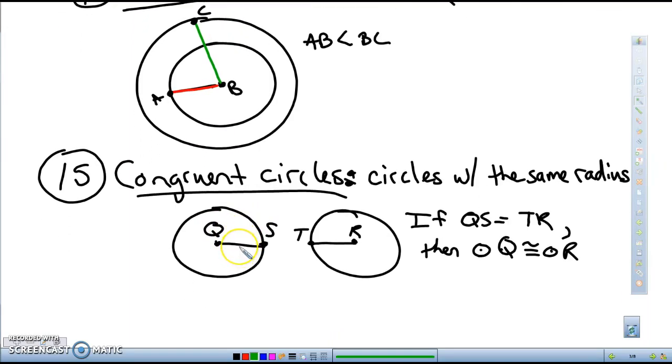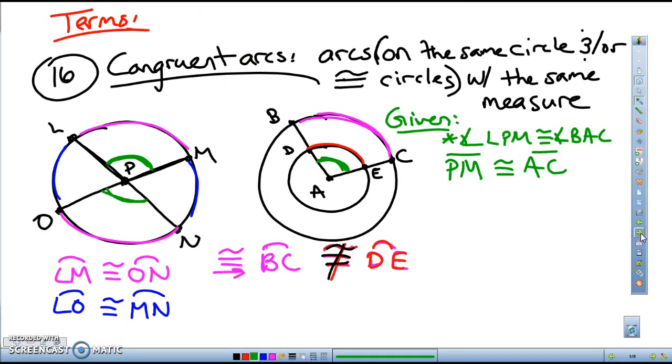So looking at the flip-flop of that, congruent circles are going to have the same radius measure but different centers. So these are just circles that have the exact same size. You could lay them on top of each other and they'd look exactly the same. But they have to have different centers in order to be congruent circles. So in this case, we've got congruent circles if we know that this radius QS is equal to the radius TR. And so in that case, we would say that circle Q is congruent to circle R. Again, same radius, different center. Up here, we've got same center, different radius. All right, one more term.